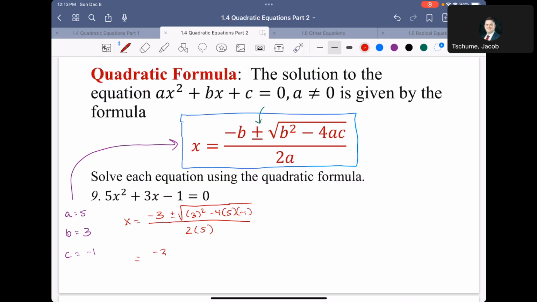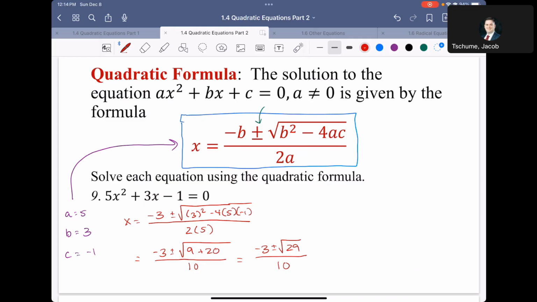So you will end up getting negative 3 plus or minus the square root. 3 squared is 9. Negative 4 times positive 5 times negative 1 would be positive 20. All divided by 2 times 5 is 10. And if I add those two numbers together inside the square root, we get negative 3 plus or minus the square root of 29 divided by 10.